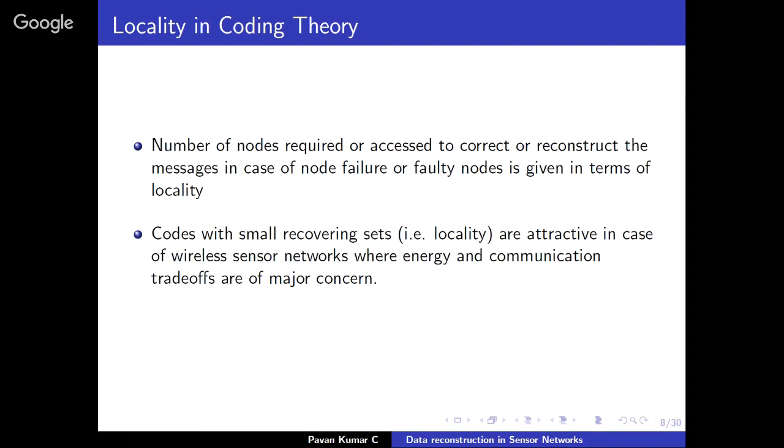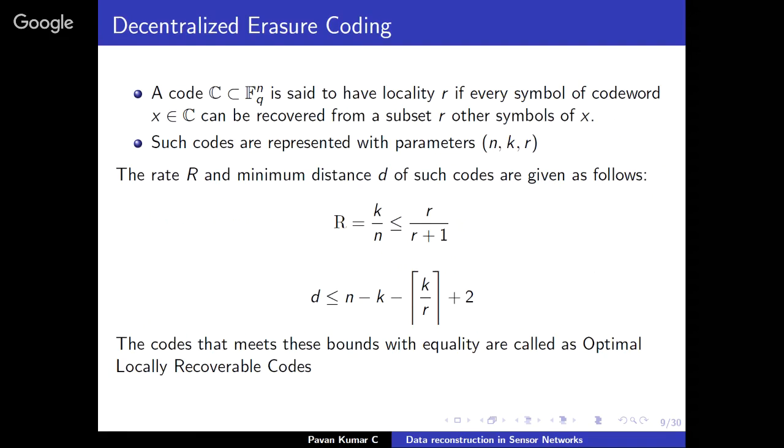Now we will briefly see what is locality in coding theory. Locality refers to the number of nodes required or accessed to correct or reconstruct the messages in case of a node failure or faulty nodes. Codes with small recovery sets are attractive in wireless sensor networks where energy and communication trade-offs are of major concern. So this is the decentralized erasure coding scenario.